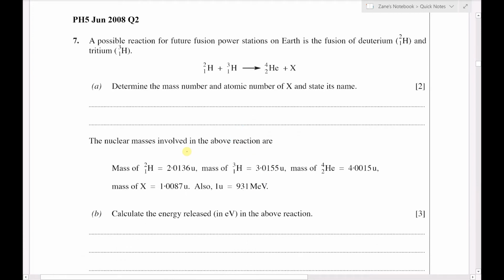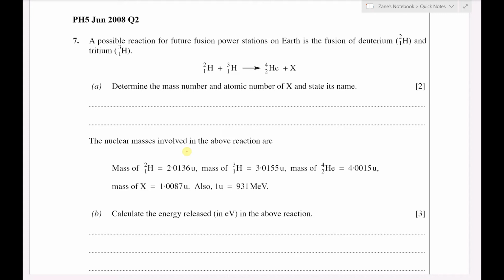This time is question 2 from June 2008's PH5 paper, and it's on nuclear decay and nuclear energy, which nowadays is found in Unit 3. The question starts off by talking about a possible reaction for future fusion power stations on Earth: the fusion of deuterium with tritium, and we've got an equation given for it. We've got to determine the mass number and atomic number of X and state its name.